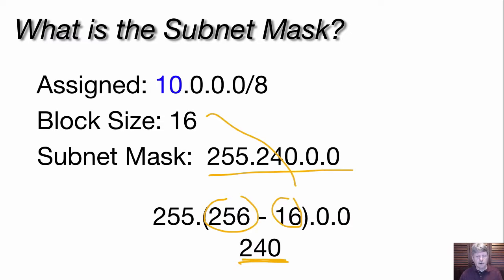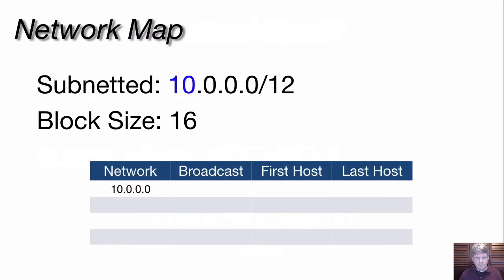Now we can start building our network map. Our assigned network is 10. That has to match in all of our subnets. We know that the last 2 octets are going to be 0 because those are all host. Our second octet is the question. That's our subnetted octet, and we know that that always starts with 0. So our first network address is going to be 10 and then followed by 3 zeros.